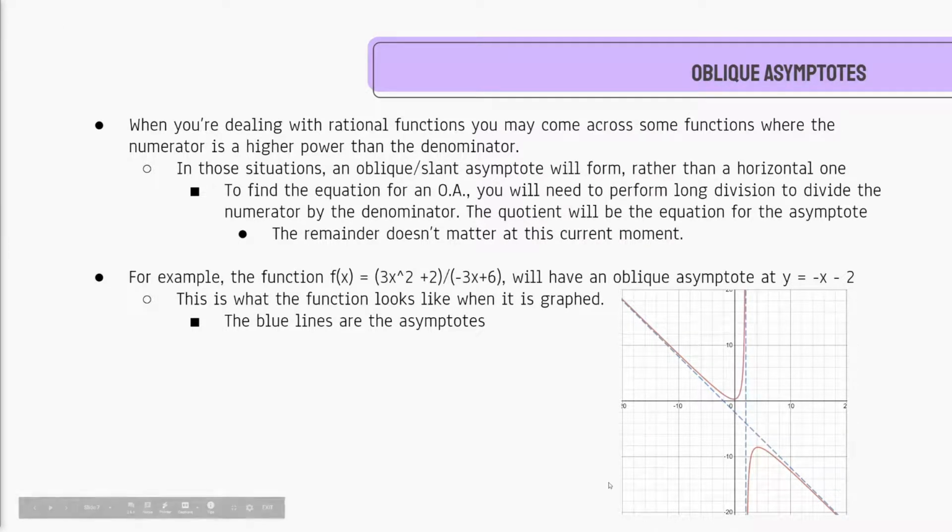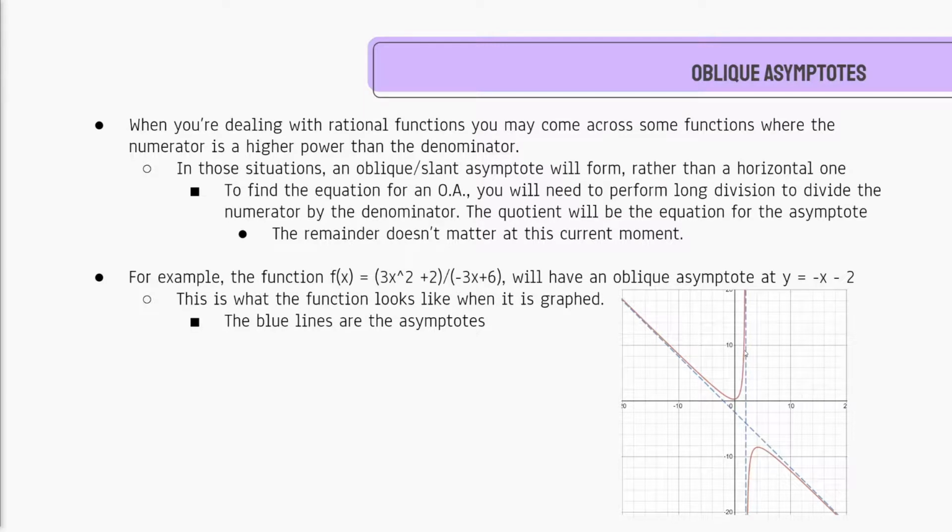For example, I graphed the function 3x squared plus 2, divided by negative 3x plus 6. In this scenario, we get the oblique asymptote equals negative x minus 2. Again, just perform simple long division for this function and you will find that it equals the quotient. When we graph this function, it will look as the following. We have our first branch and we have our second branch. The asymptotes are still being followed.